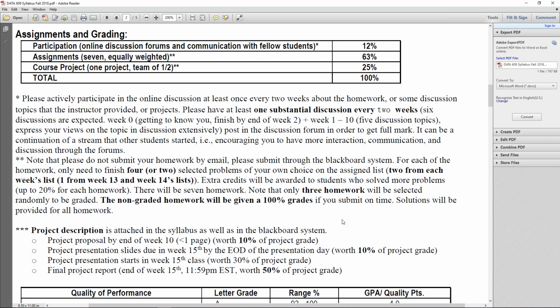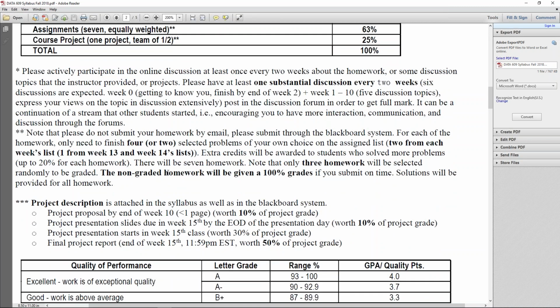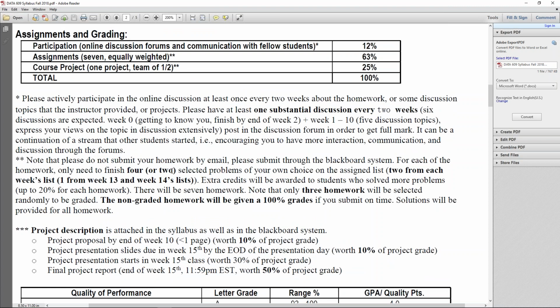And for the assignment, I want to mention that you only need to finish 4 or 2 of the selected problems, just because the last homework only has 2 problems. The first homework has 4 problems because it's 2 weeks, right? The first homework would cover week 1 and week 2, and essentially you would be selecting 2 from week 1's topic and 2 from week 2's topic. So you would have 4 selected problems to finish for 1 homework, except the last homework where you only have 2 instead of 4.